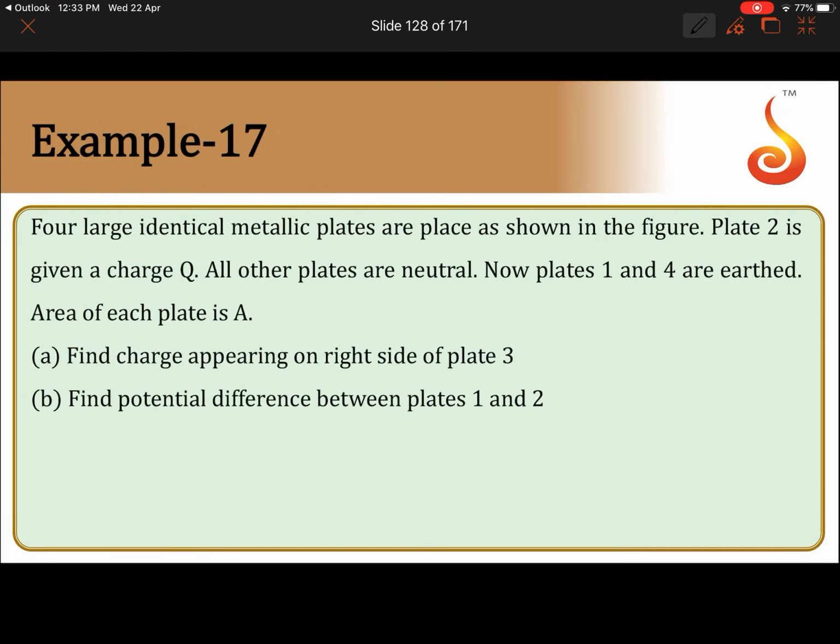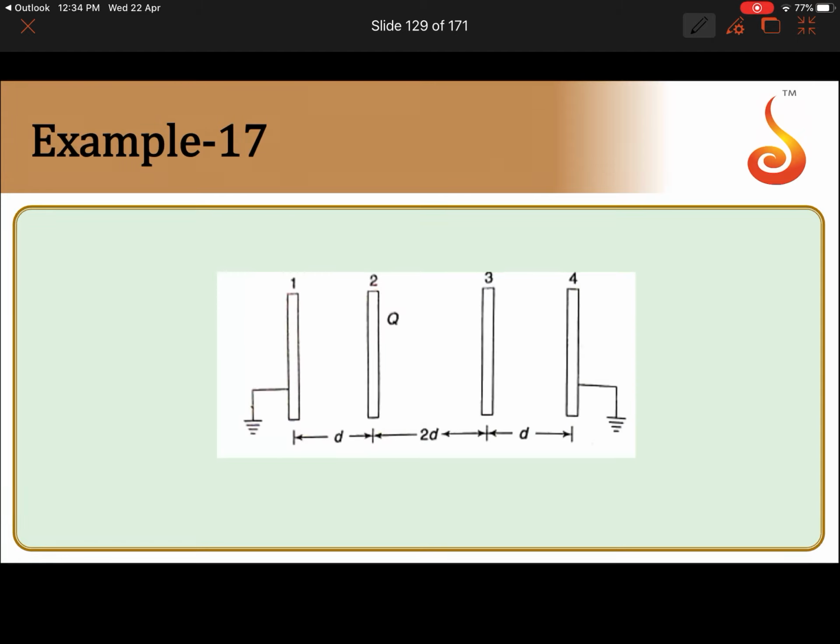So now, 4 large identical metallic plates are placed as shown in the figure. Plate 2 is given a charge Q. All other plates are neutral. Now plates 1 and 4 are earthed. The area of each plate is A. Find the charge appearing on the right side of plate 3 and find the potential difference between plates 1 and 2. This is the situation.